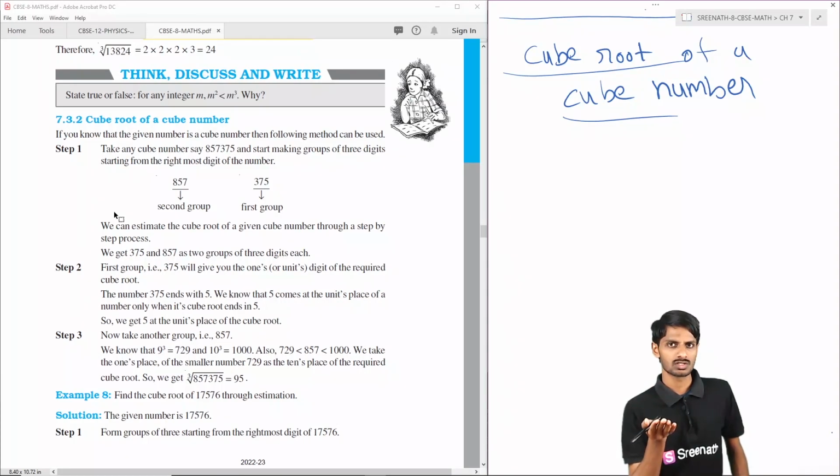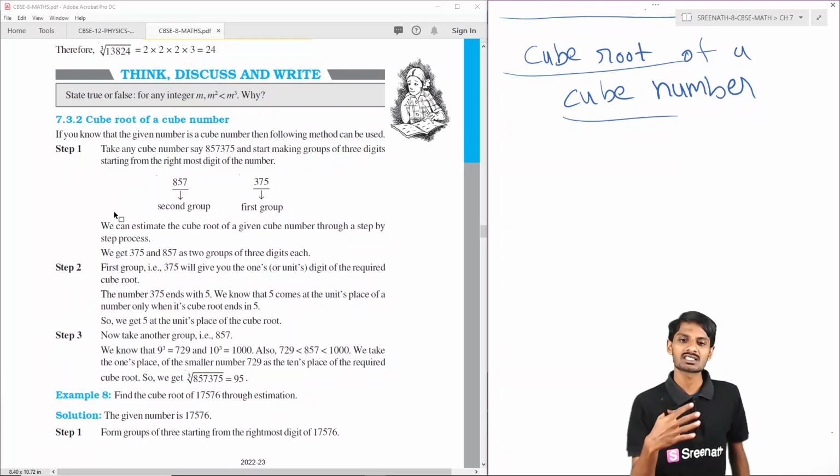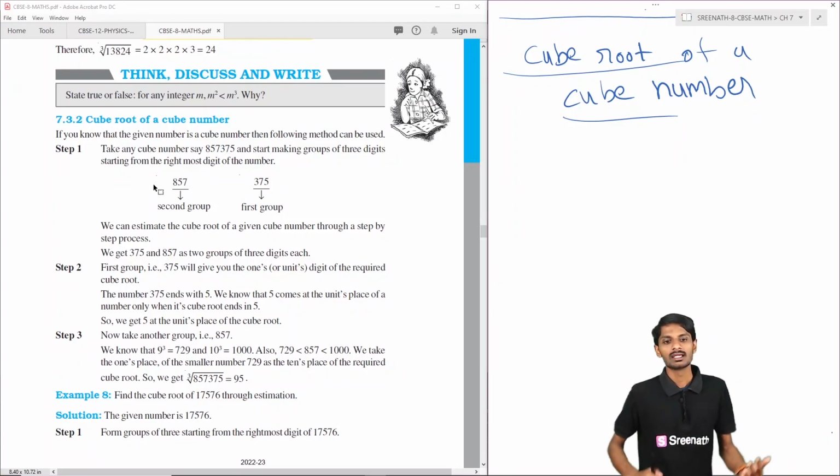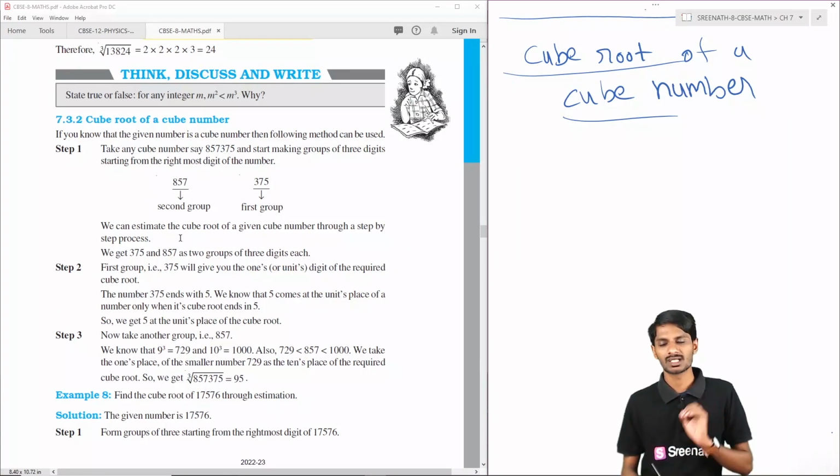We can use the prime factorization method, which we have discussed previously. Sometimes it is a very lengthy process and we can't find the prime factorization. At that time we can use this method to find it easily. This is by the division method, or whatever it may be.